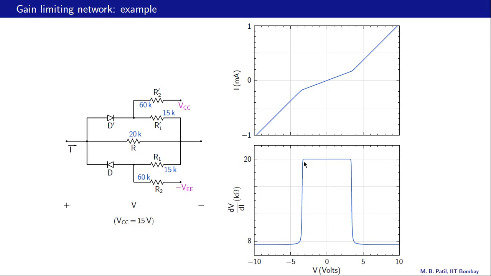And the same thing happens also in the negative direction. Here D turns on, and then finally 20K, 15K and 60K come in parallel, and that gives us this resistance value here.